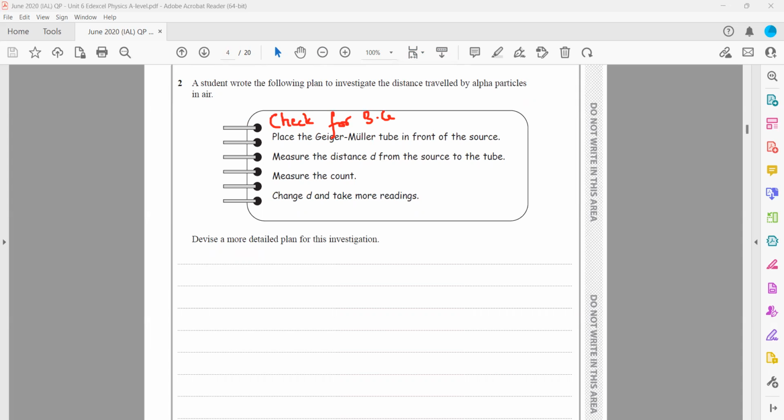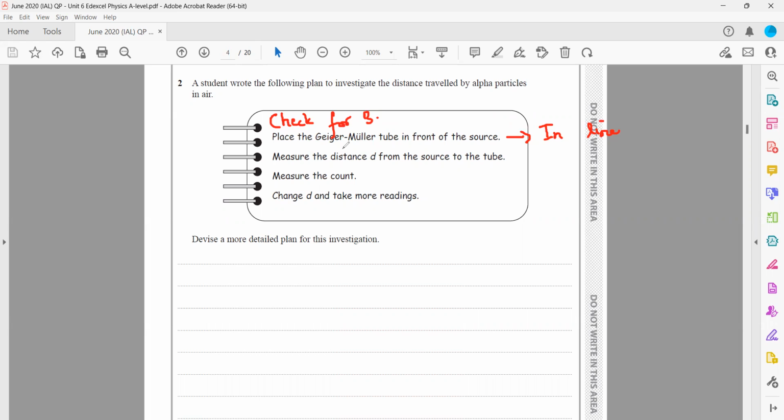And the second thing, after checking the background radiation, we place a Geiger-Müller tube in front of a source, and they should be in line. For example, when you place a source and the GM tube is higher above, it won't be accurate. So after placing the source in front of the GM tube, the next point you will mention is that the source and the detector should be in line, or placed exactly in front of each other.